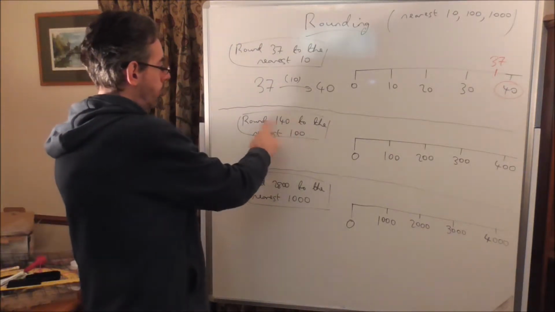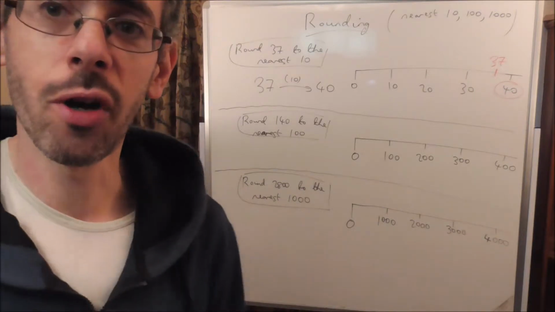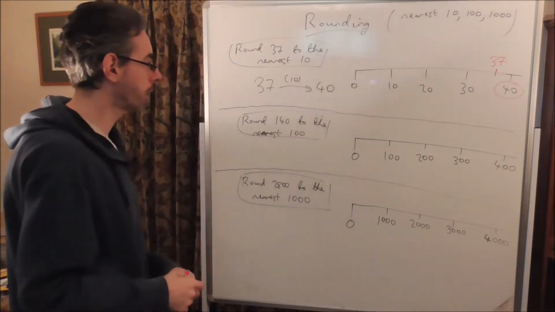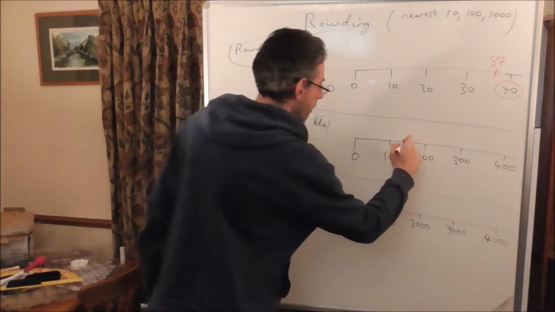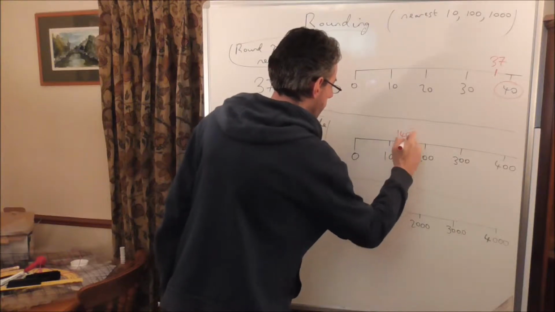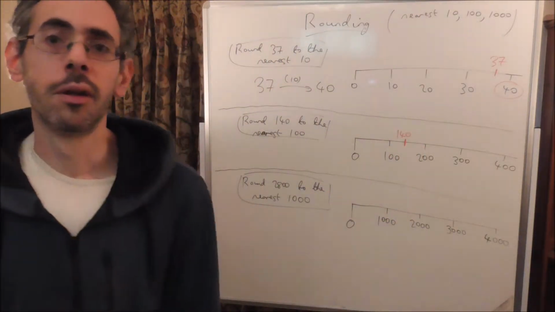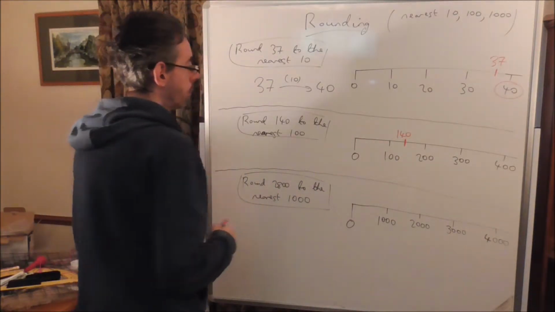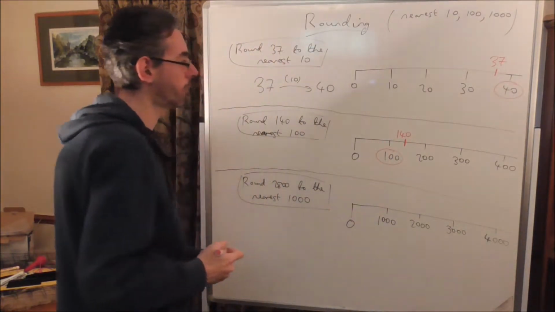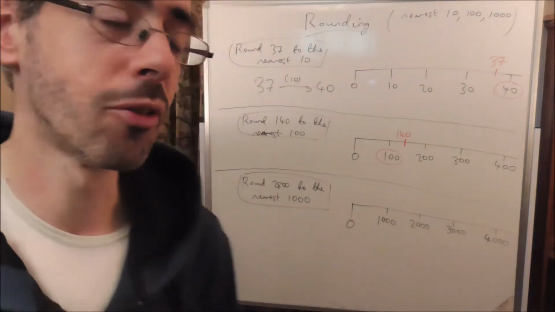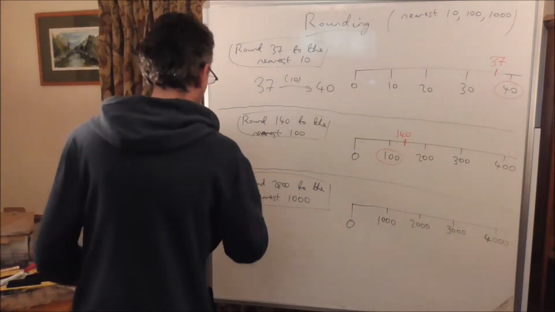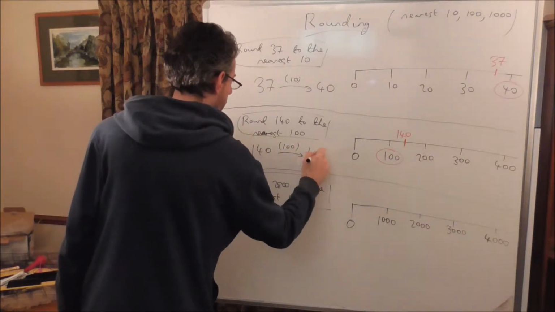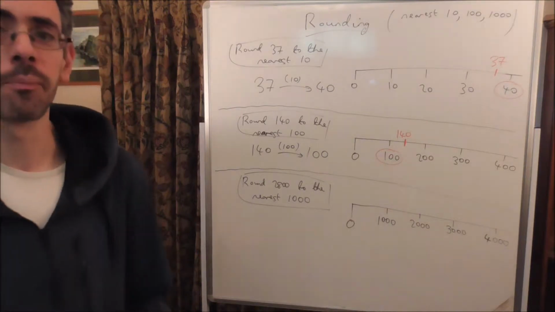Let's do the next one. Round 140 to the nearest 100. That just means find the hundreds number, the multiple of 100, that 140 is closest to. So 140 is about here, between 100 and 200. Which one is it closer to? Again, you can tell from the way I've drawn it that it's a bit closer to 100. It's only 40 away from 100, but it's 60 away from 200. So we say 140 rounded to the nearest 100 is 100. That's the multiple of 100 that it's closest to.